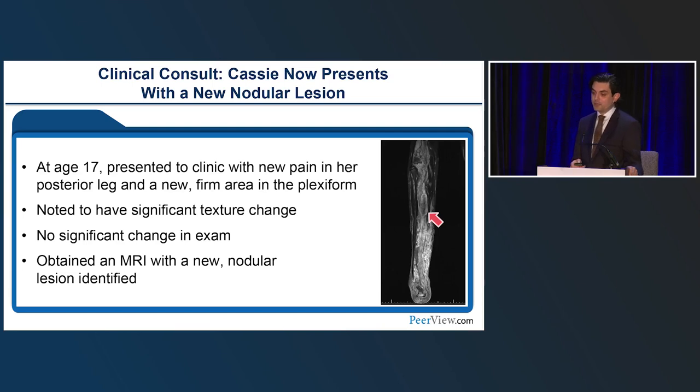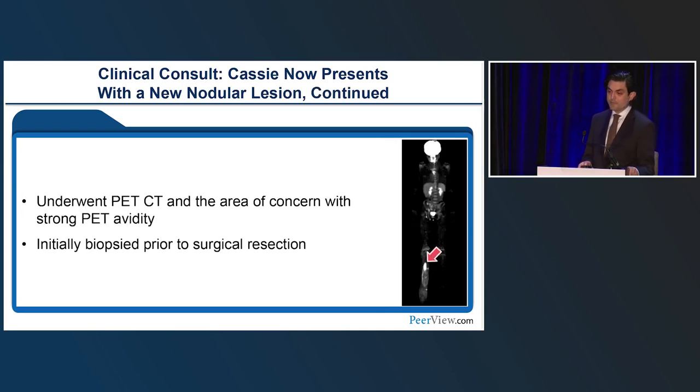However, at age 17, she presented to the clinic with new pain in her right posterior leg and a new mass that she was able to palpate. She noted significant changes in the texture of her skin over the mass, but there weren't any significant changes on her exam. So we got an MRI, and we saw that within that diffuse plexiform neurofibroma, there was now what we call a distinct nodular lesion right in this area here. So she had a PET scan, and the PET scan did show some avidity, as shown here again, which was definitely concerning. So a biopsy was recommended.